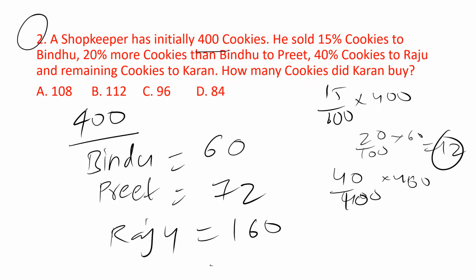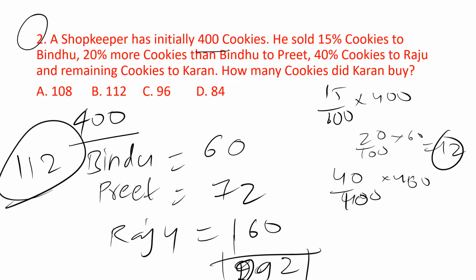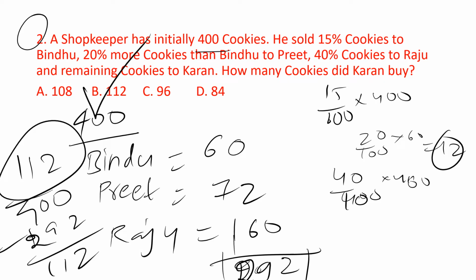Raju has 160. And what is the total amount? 60 plus 72 plus 160, it's not 192, it's 292 actually. So 292 cookies are done. But what are the leftover cookies out of 400? We get exactly 112, because 400 minus 292 is 112. Option B is the correct answer.